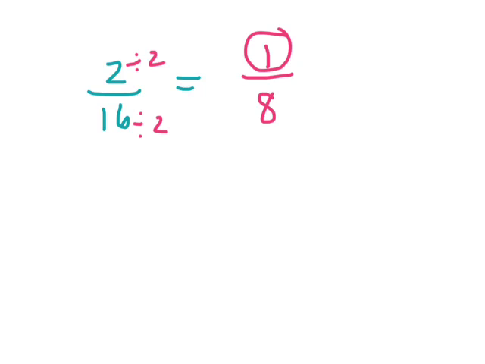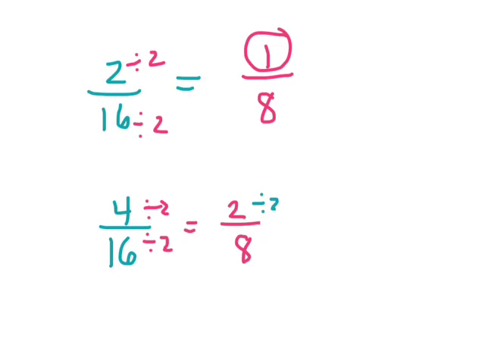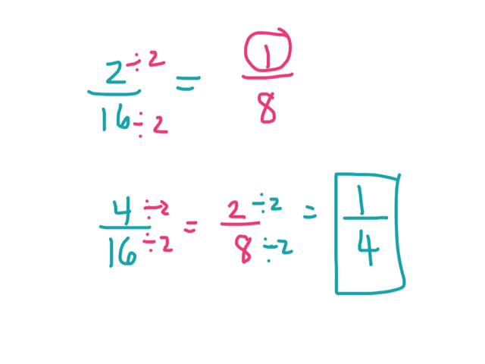Okay. 4 out of 16. So we can start with 2 again, because we know they're both even numbers. Divided by 2. 4 divided by 2 is 2. 16 divided by 2 is 8. I can keep going, because I have a 2 here, and they're both even numbers. 2 divided by 2 is 1. 8 divided by 2 is 4. So 1 over 4 is the lowest, yeah.